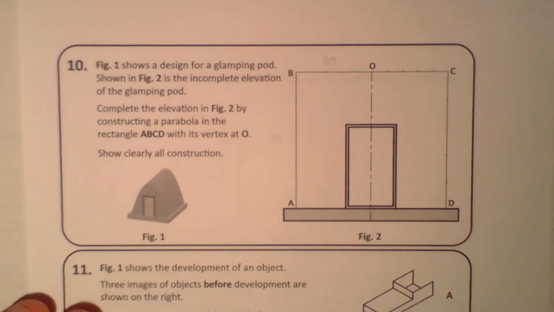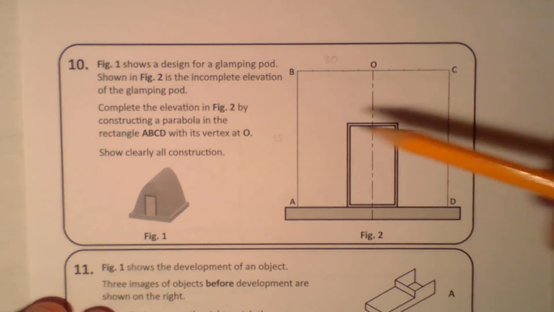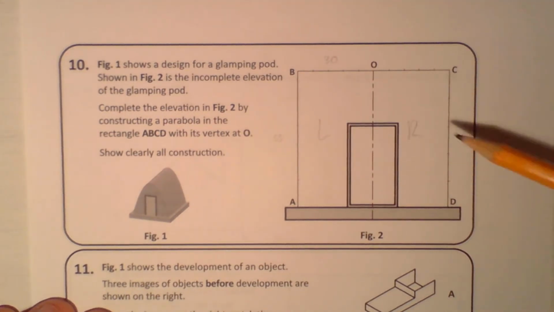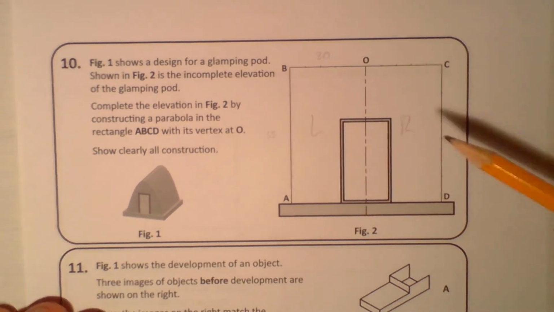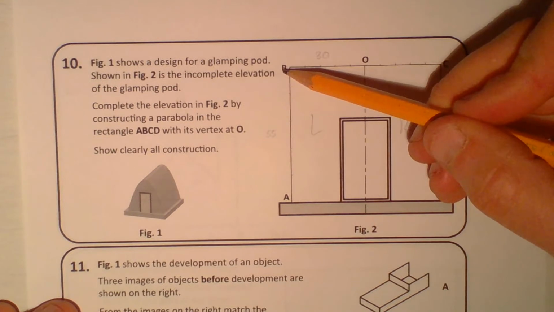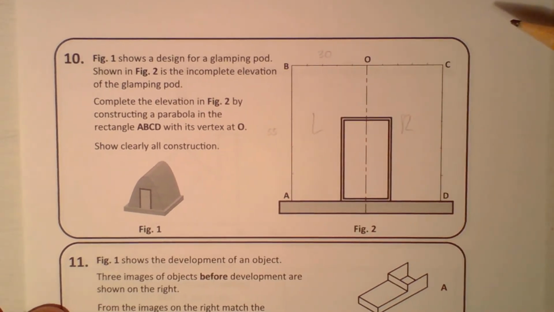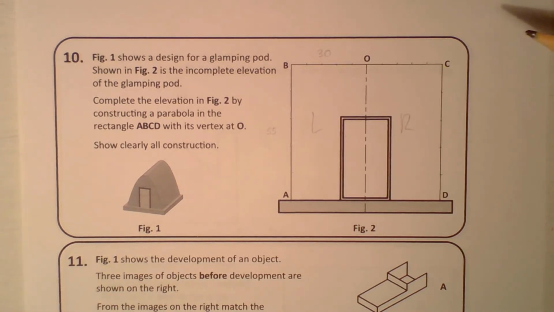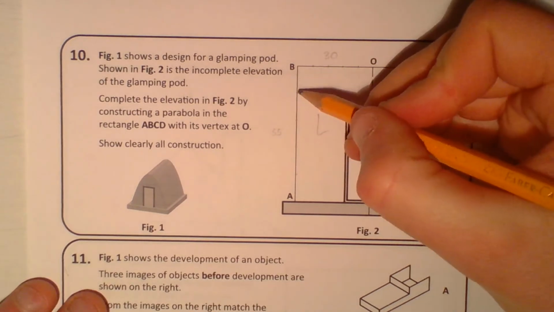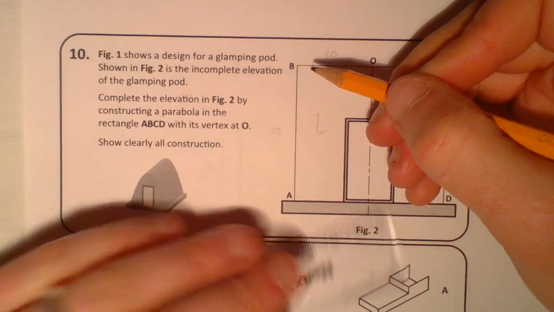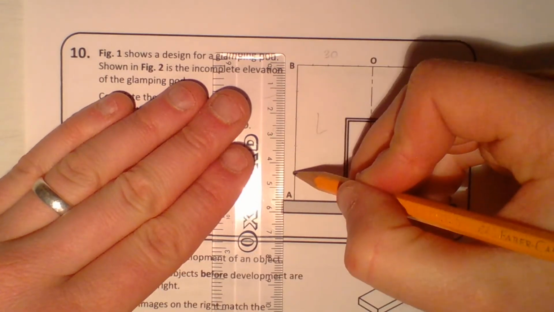Okay, question 10. So we have a parabolic curve. We have a left rectangle and a right rectangle. So ABO. This rectangle here has a height of 55 and a width of 30. So 55 and 30 are both very easily divided up into 5 equal parts. 55 divided by 5 is every 11. So every 11 millimeters, I'm going to create a mark. So 11, 11, 11, 11.